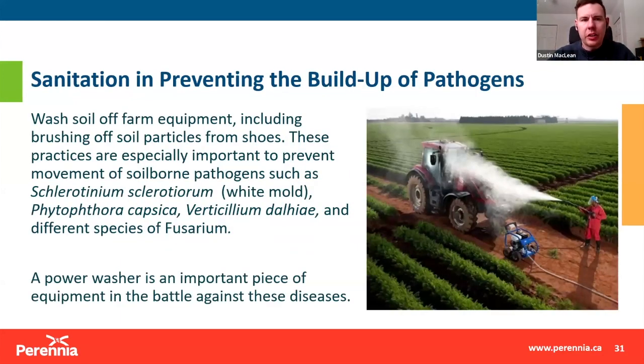Finally, we have sanitation and preventing the buildup of pathogens. So wash soil off farm equipment, including brushing off soil particles from shoes. These practices are especially important to prevent movement of soil-borne pathogens, such as white mold, Phytophthora, Verticillium, and different species of Fusarium. A power washer is an important piece of equipment in the battle against these diseases as well.